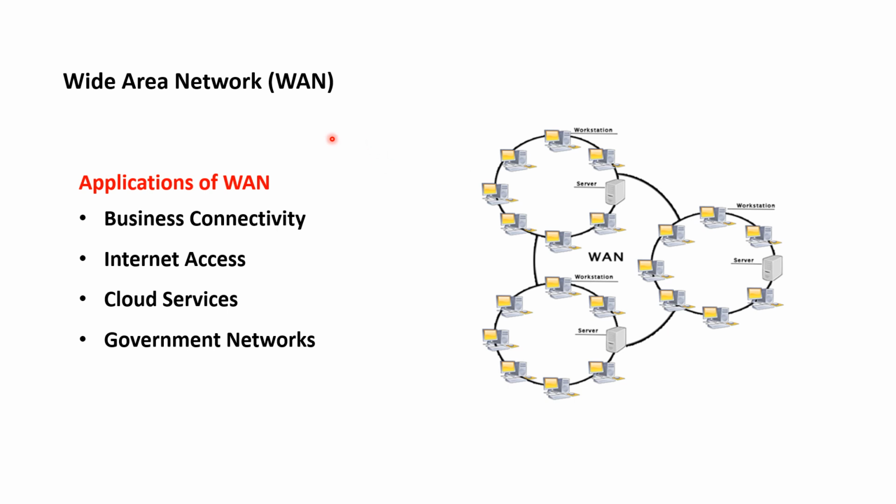Some of the applications of WANs are that large organizations use WANs to connect their branch offices, data centers, and remote employees, providing communication and collaboration across different locations. The Internet itself is a massive WAN connecting millions of devices and networks worldwide, allowing global communication and data exchange.